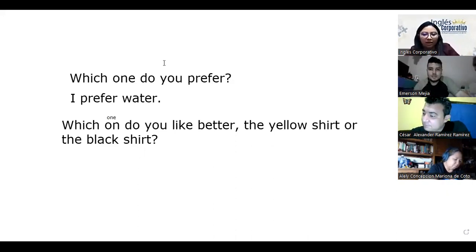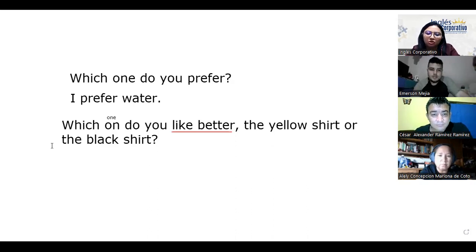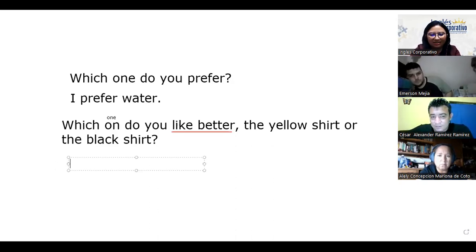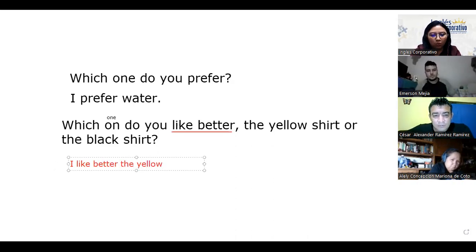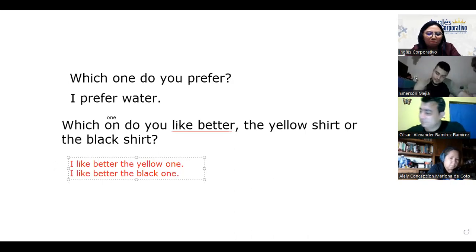To start with, para empezar, ¿qué expresión estoy usando? Miren. Which one? Like better. I like better. I'm expecting you to give me your response using the expression like better. ¿Cuál le gusta más? I like better the yellow shirt. Yellow one. Or you can also say, I like better the black one. Okay. Depende de usted.